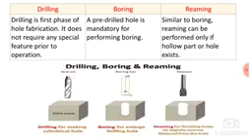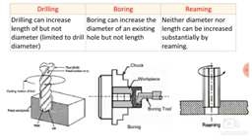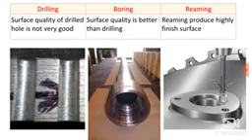Drilling is a first phase of operation, whereas a pre-drilled hole is required in boring, and similar to boring, again reaming can be performed only if hollow part or the hole exists. Then drilling can increase the length but not diameter, boring can increase the diameter but not length. Neither diameter nor length can be increased substantially by reaming. Then surface quality of the drill hole is very poor, is not good. Surface quality is better than drilling in case of boring.